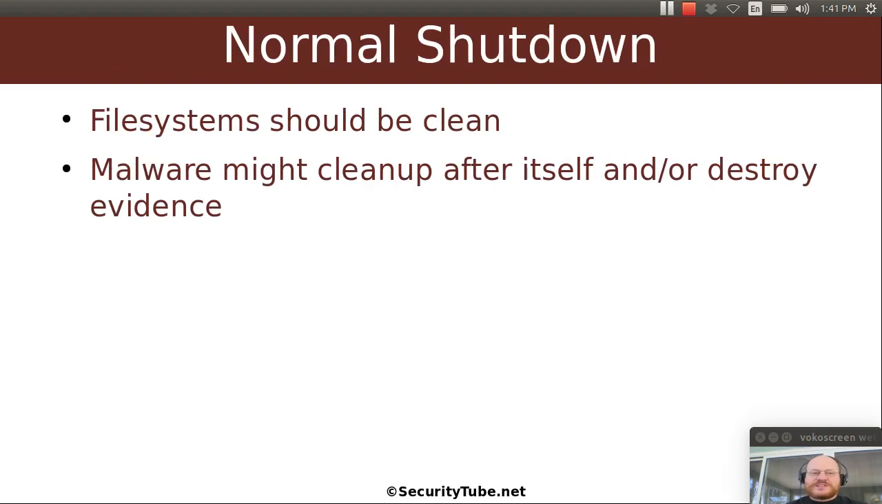So normal shutdown. What's an advantage of doing it this way? The file system should be clean. You won't get any warning saying, hey, this file system was dirty. Downside of a normal shutdown, if you have some sort of malware installed, which we certainly suspect in this case that we do, it might clean up after itself and/or destroy some evidence. So that might be a bad thing.